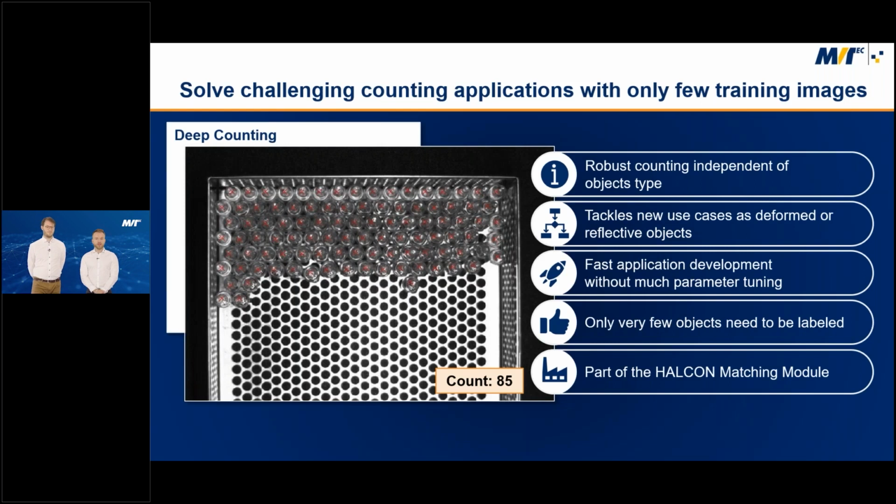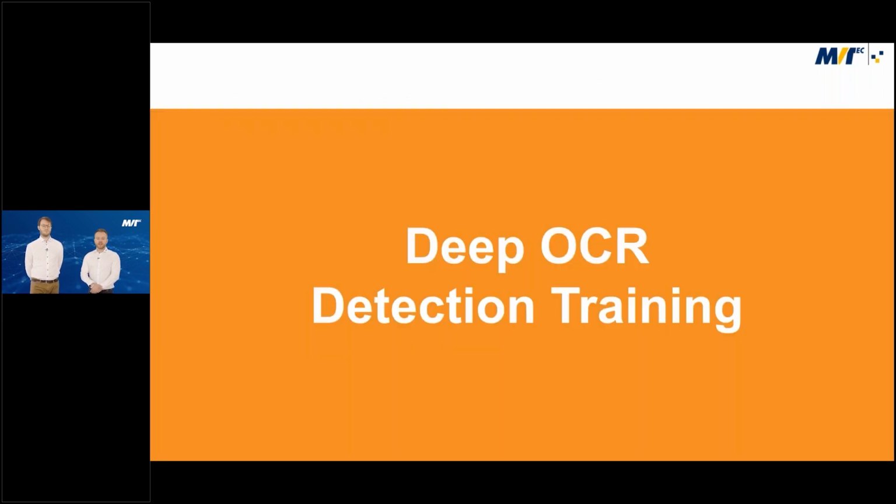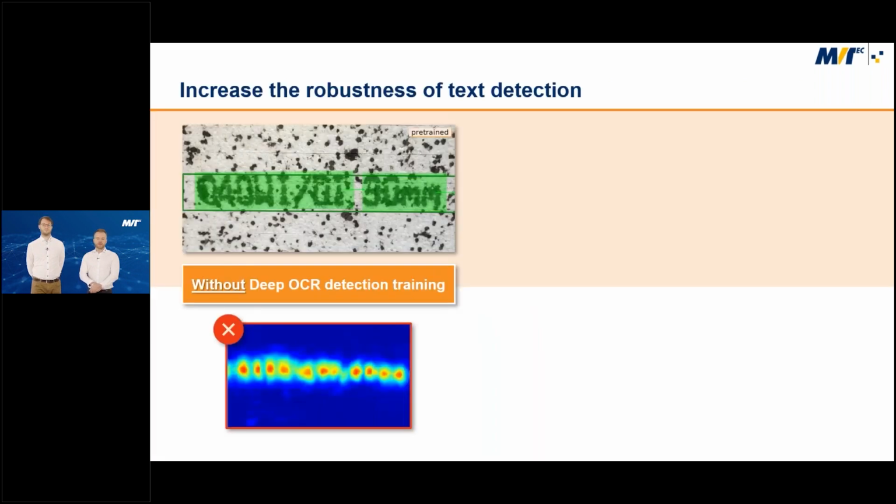But we not only developed new methods, we also updated or improved our existing methods. And so we now want to release the detection training for Deep OCR with the latest HALCON release. Detection training, what is it? So HALCON out of the box comes with a pre-trained Deep OCR model. It already performs quite well. As here we have styrofoam, we have some text on top, and we can see the pre-trained model can find the text, the bounding box is okayish.